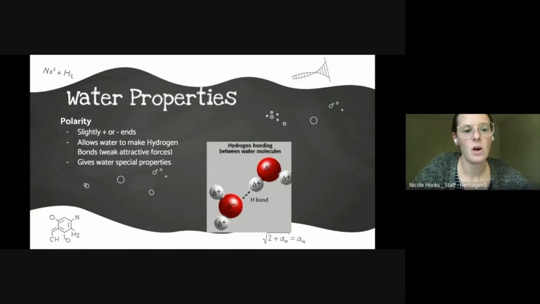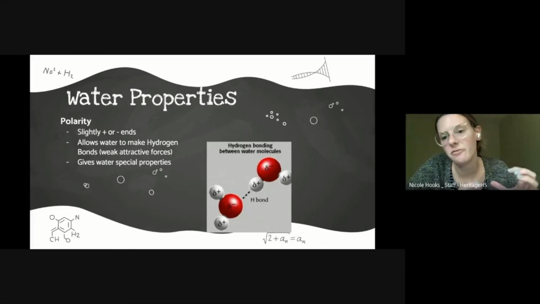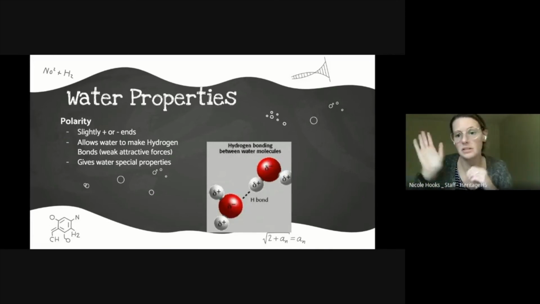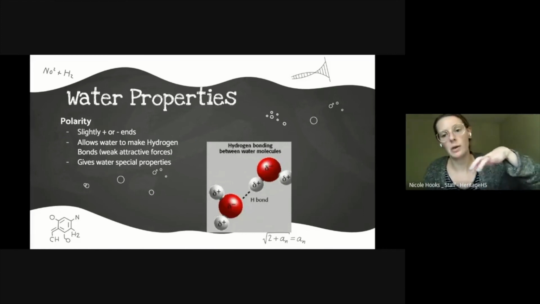Okay, let's talk about some water properties. So an important property to note about water is polarity. It has slightly positive or negative ends is what polarity means. And this allows it to make hydrogen bonds, which are weaker bonds, but they're attractive forces. So this is what creates surface tension because of the cohesion, because they're weakly bonding to the hydrogen around it, to the other water molecules. So that's why you can push through the water really easily, but it's also why bugs will be able to walk on top of the water because of that surface tension.